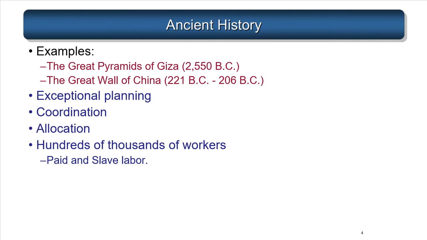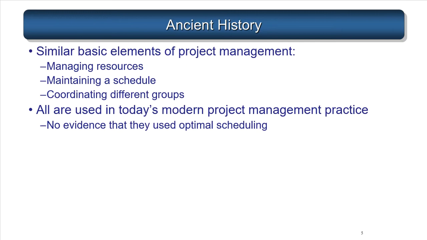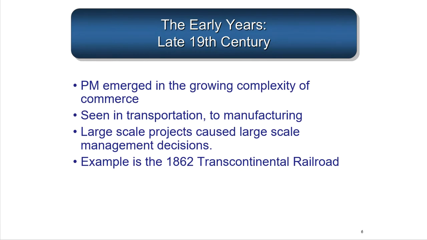But it was a very early project and maybe not as systematic as some projects that are done today. But notice what we do have in common with ancient history. Well, coordination and schedule maintenance. For example, if it's true that the pyramids are tombs for the pharaoh, you did have an all-important deadline to get it done before the pharaoh died, for example. But we don't see a lot of evidence of optimization of schedules.